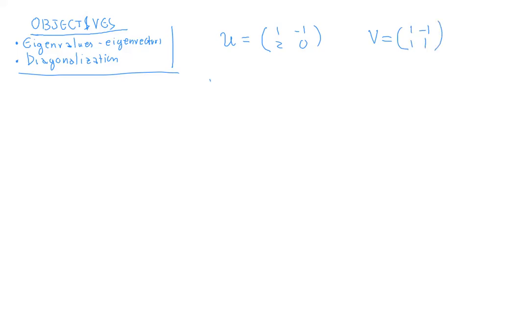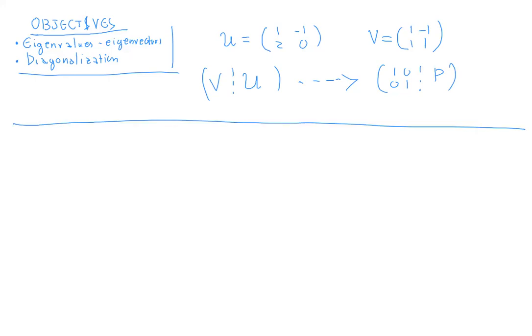And then you put V on the left, U on the right, and you transform it to 1, 0, 0, 1, and whatever comes out will be the transition matrix. Okay, so very, very standard. Are there any more questions on the homework or on previous material, please?